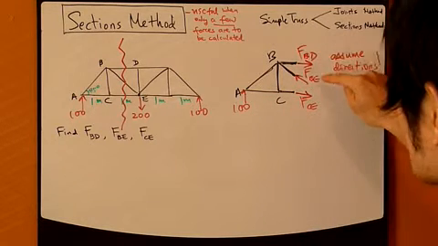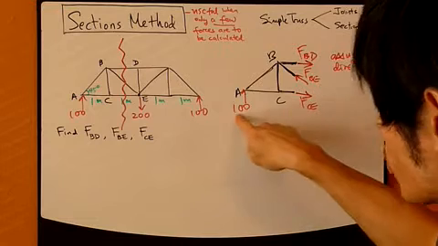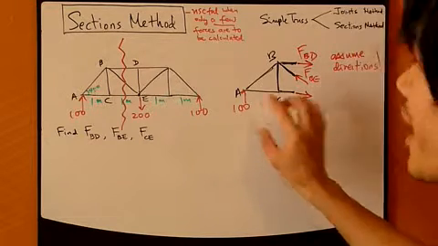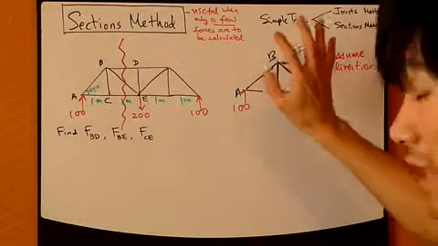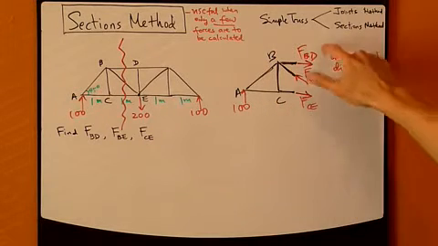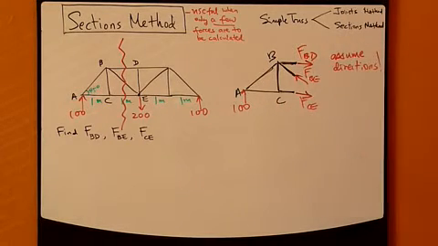On the contrary, FBD, FBE, and FCE, and this 100 Newton, they are external forces. That's why this free body diagram will work, because it involves these three unknowns.